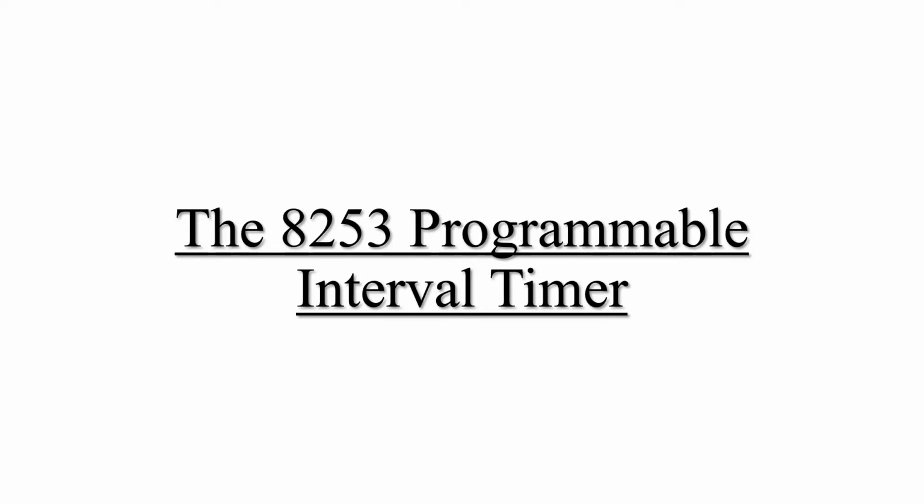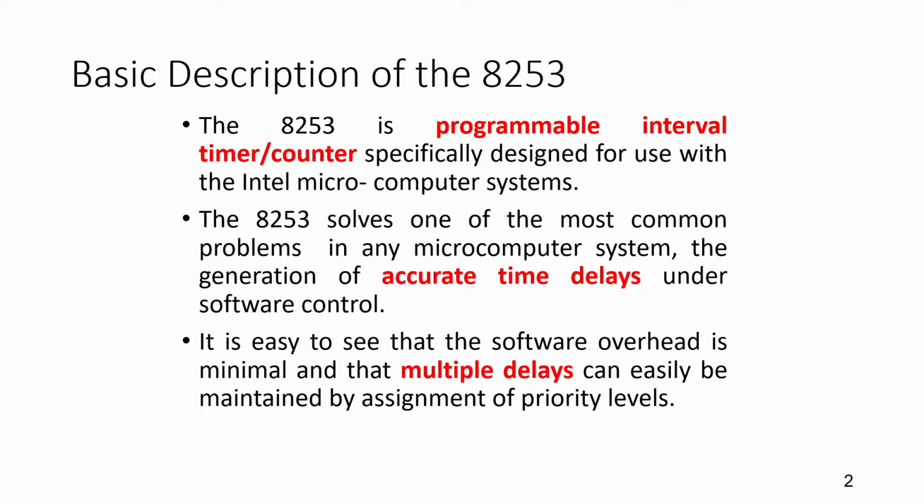So let's go into the video. What is the need of this 8253? 8253 is a programmable interval timer or counter. It can be used for two purposes: either as a timer or as a counter, and it is specifically designed for use with Intel microcomputer systems.